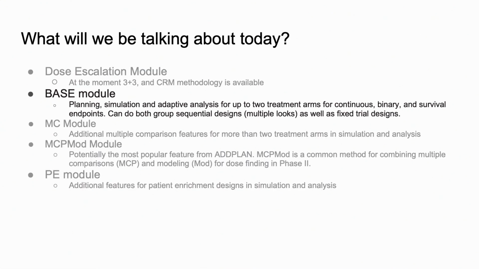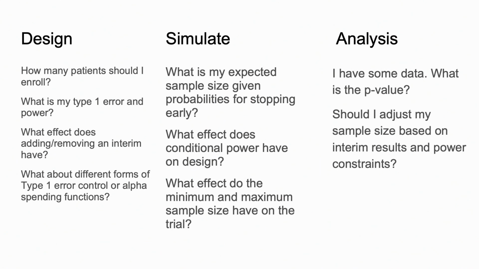For today, we'll be taking a look at the base module. With the base module, you can do common group sequential designs with multiple looks as well as fixed trial designs. Within the base module, you have design, simulate, and analysis options. For design, you can answer common questions like how many patients should I enroll? What is my type 1 error? What is my power? For simulation, you can take a look at what is my expected sample size given probabilities for stopping early, what effect does conditional power have on a design, and what effect do the minimum and maximum sample size have on the trial?